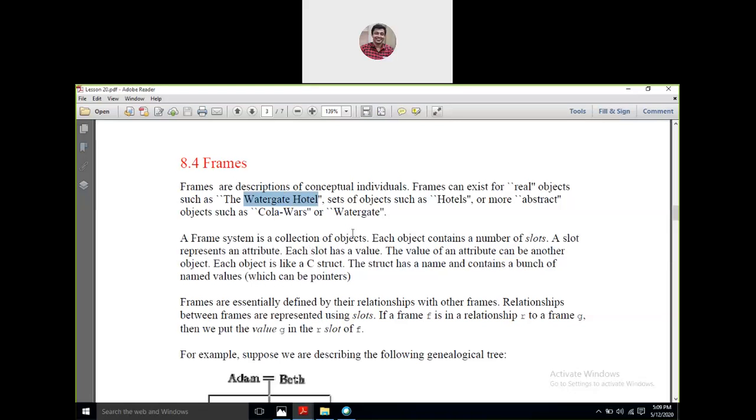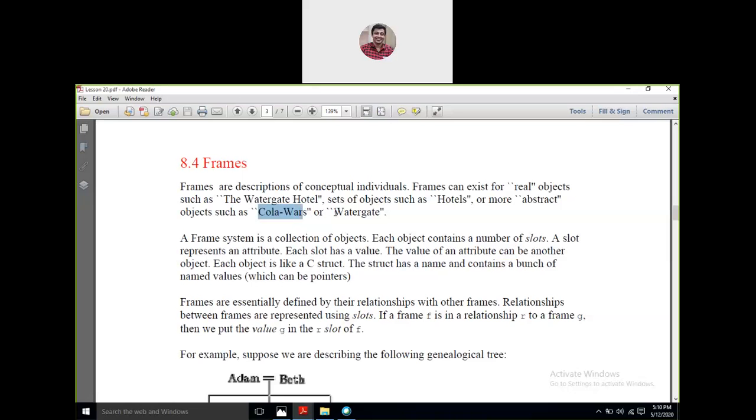I can even make a frame structure for a set of hotels. There I'll not be putting up any names, rather I'll be putting the name as only hotels. So if I'm creating a frame structure for hotels, it will be including all the hotels that are possible, or the hotels that I want to include in that particular frame, right? Or I can have a more abstract frame structure. The more abstract frame structures are what? Now the Cola Wars or a Watergate, a specific abstract feature.